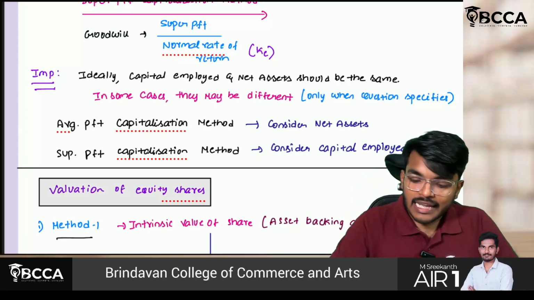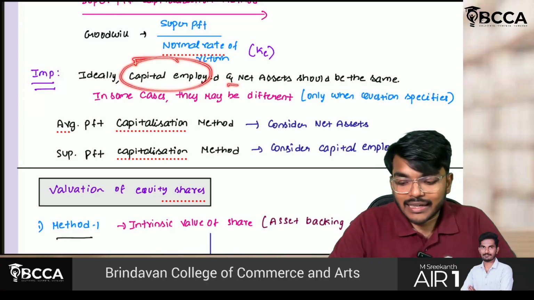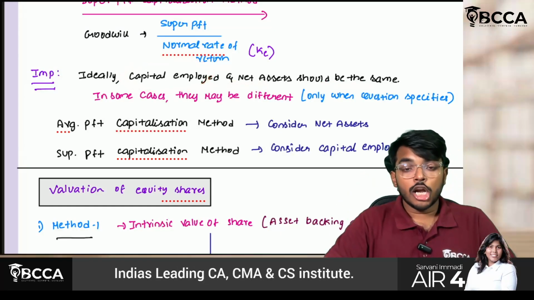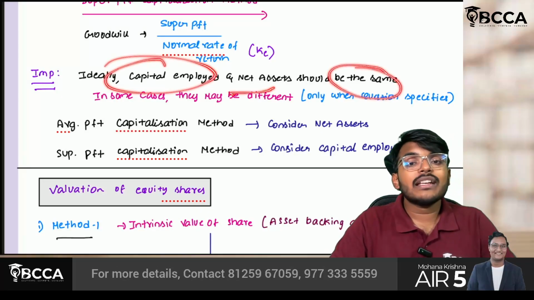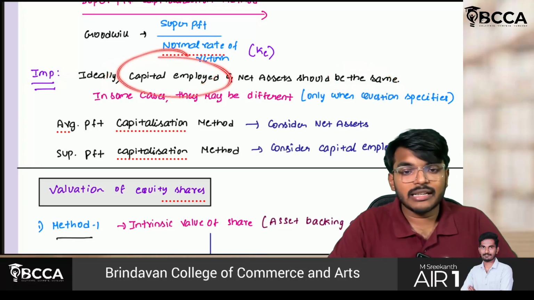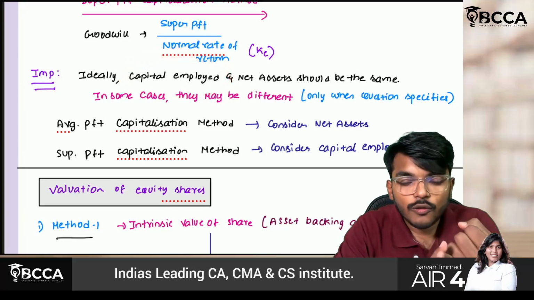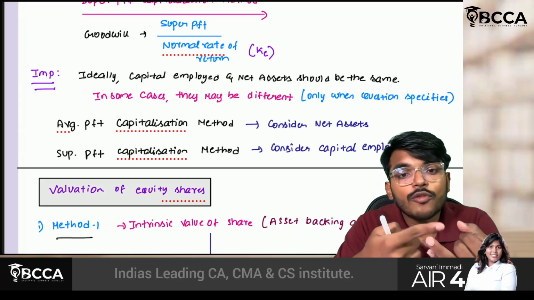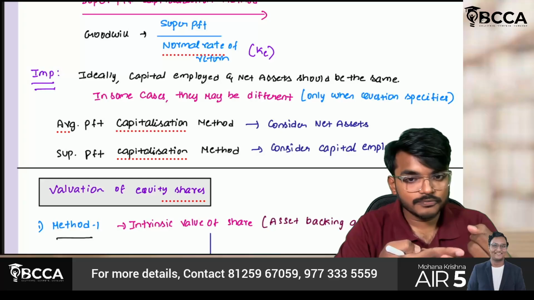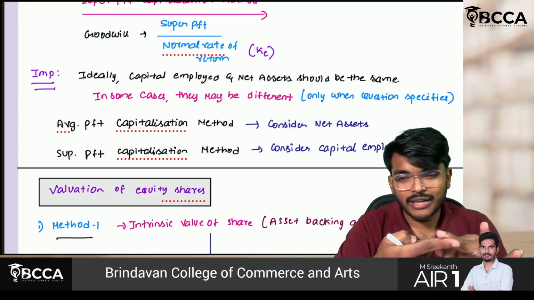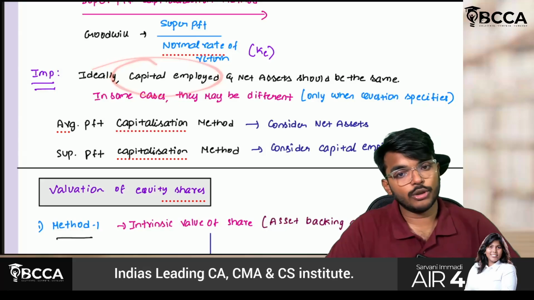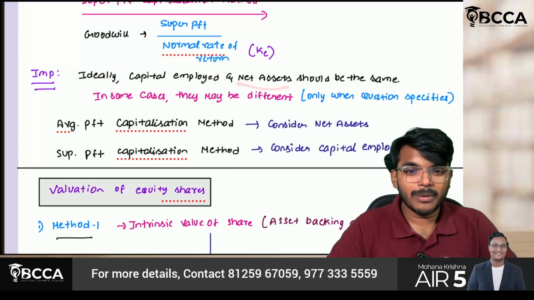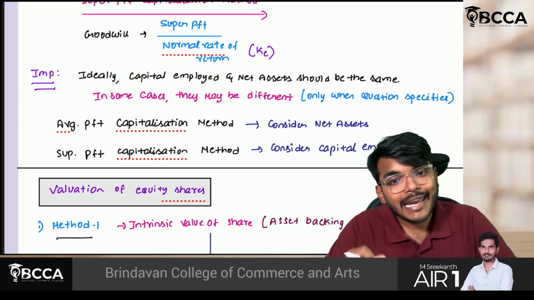Normally speaking, capital employed and net assets should be the same. Sir, what is this capital employed? Fair value of all assets you have to take, fair value of all liabilities you have to deduct, and goodwill adjustment you have to do. Those adjustments we have already understood. That is how you will be calculating capital employed. Sir, what is this net assets? Arey baba, this net assets also should be the same.